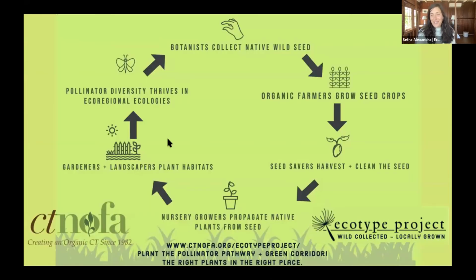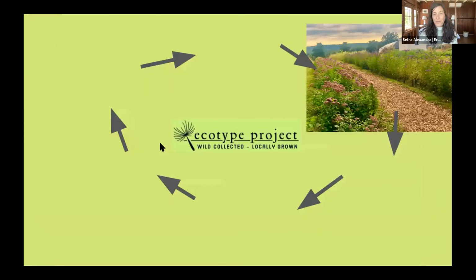And what we did, sorry, I'm going fast, 7 minutes goes quickly. What we did is we created this cycle. So botanists using SOS protocols will wild collect the seed, organic farmers grow them out on founder plots with 200 plants for each species. The seed savers come in and collect it. The nursery growers then propagate that organically grown seed, and then we get it to the nursery trade, and our pollinators are thriving with what they need.